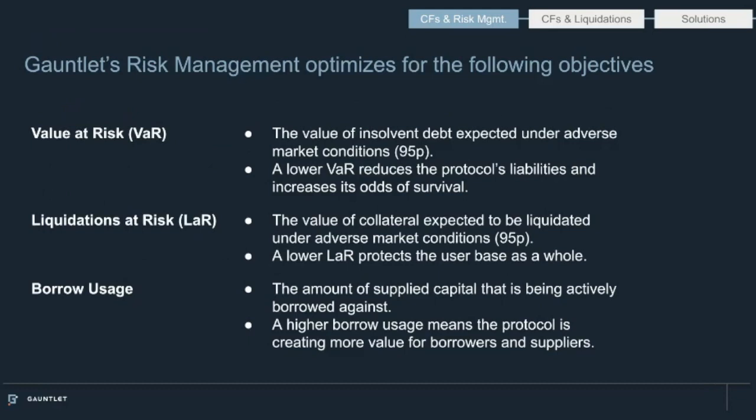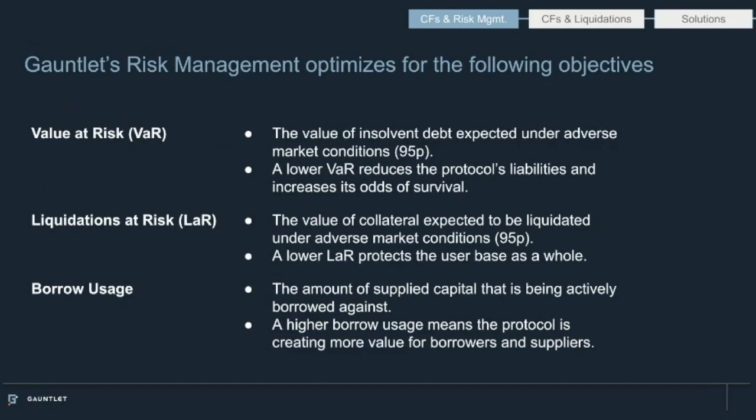Gauntlet optimizes for the following objectives. The first and most important is value at risk. The value of insolvent debt expected under adverse market conditions, in our case represented as the 95th percentile on our dashboards. Value at risk is the debt that is not successfully repaid by liquidators and instead has to be paid out of protocol reserves and in some cases the treasury.